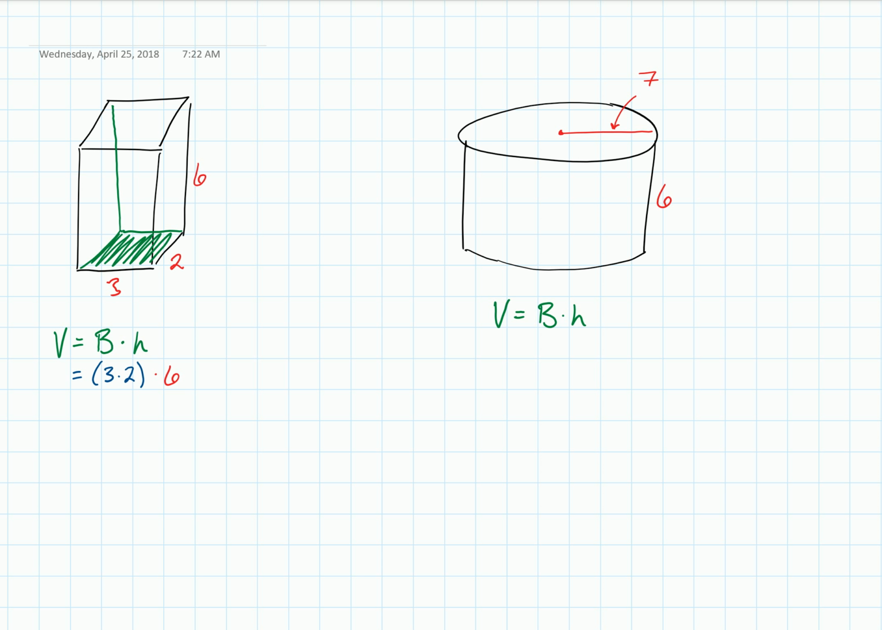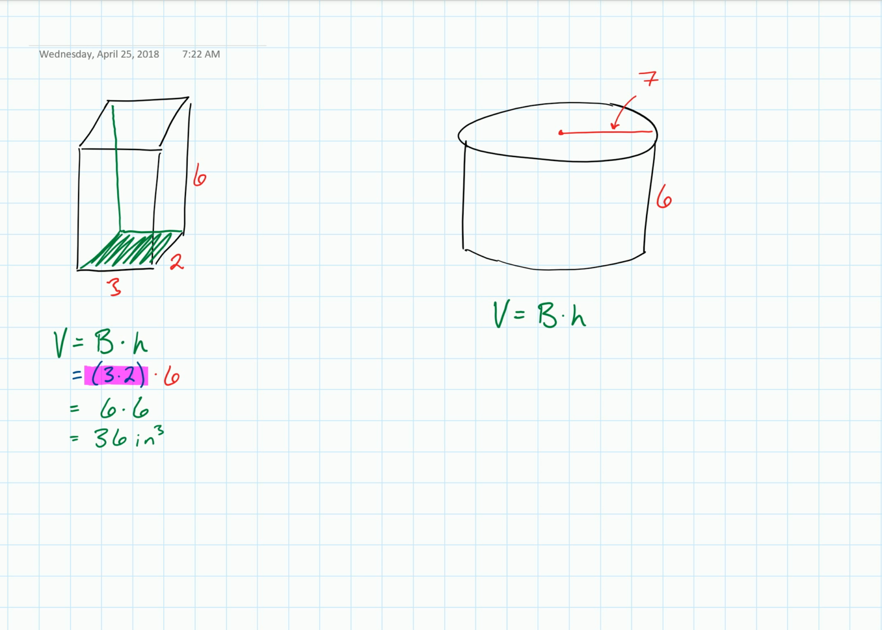Notice how I'm using this formula, 3 times 2. This is length times width for the bottom of the rectangular prism. And so our final answer here would be 3 times 2 is 6, times the height, which is 6. So the volume of this figure would be 36 cubic, let's say, inches.